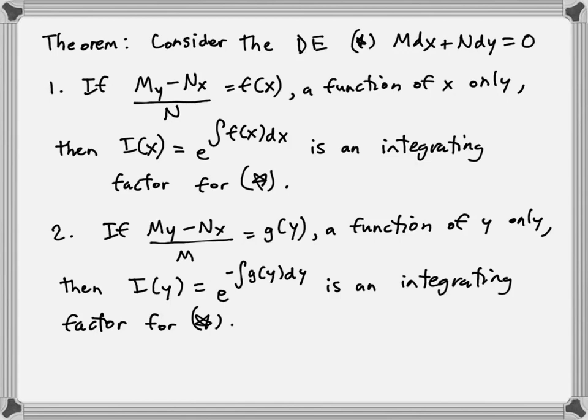Okay, so these are the two conditions, okay? It's not really two conditions, they're two different things, right? It might have an integrating factor in two ways. One is if My minus Nx divided by N gets rid of all the y's, or another one is if My minus Nx divided by M is equal to g of y, meaning all the x's go away. Okay, so I would like us to try an example here.